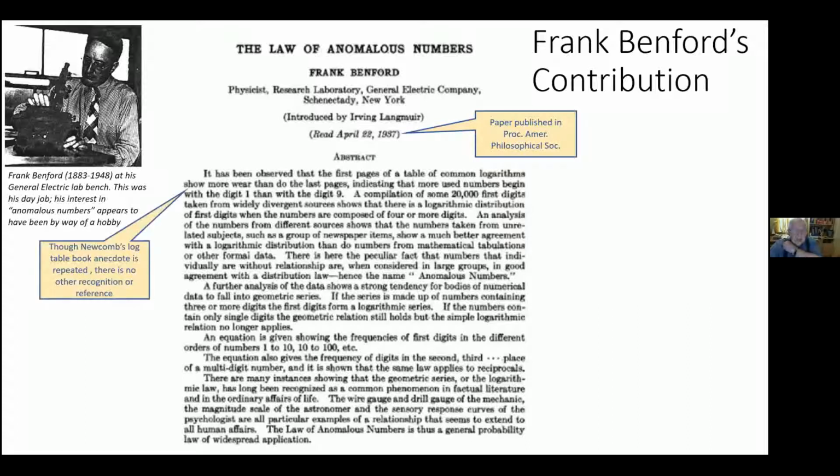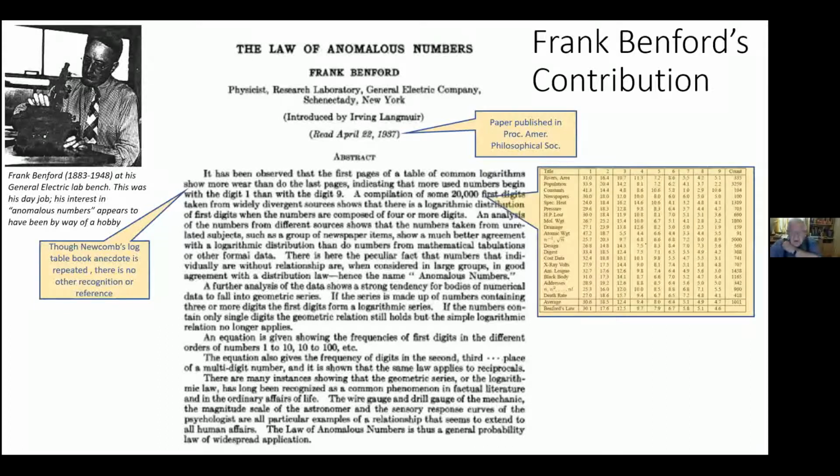He mentions this same anecdote of Newcomb's about the wear and tear on log tables, but he doesn't actually give credit to Newcomb. There's no mention of Newcomb in the text or as a reference. He did a lot of donkey work, of which I will come back to in a moment, producing a list of 20,000 first digits from a whole lot of different sources. He presented the formula in algebraic terms, which Newcomb hadn't done. He'd used a verbal formulation.